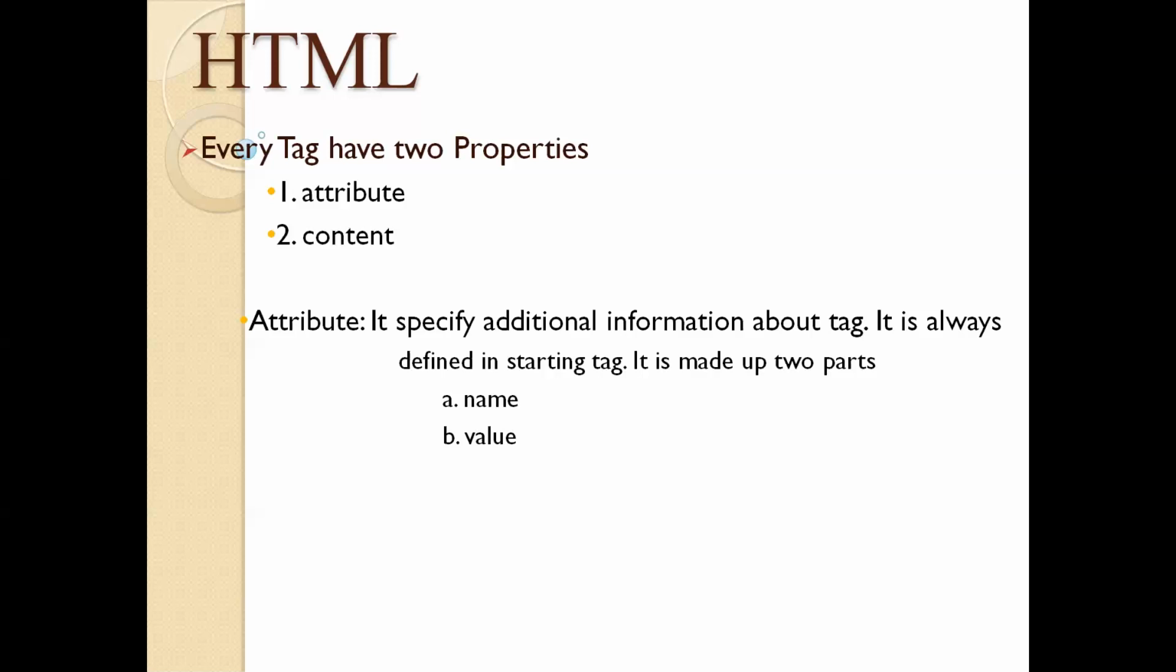So each and every tag has two properties: attribute and content. Attribute is used to specify some additional information about the tag. In order to specify additional information about the tag, we need to have attributes. That attribute should be defined in the starting tag only. That attribute is made up of two parts: the name of the attribute and the value of the attribute.